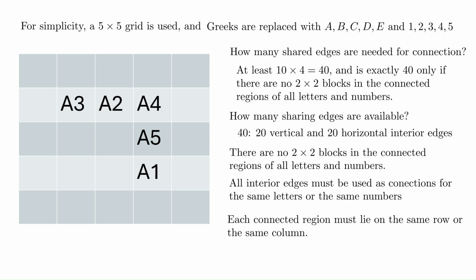The last piece of the puzzle. Each connected region must lie on the same row or the same column. We already know there are no 2 by 2 blocks, but how about turning, like this one? A4 is a turning point for the region connecting A. Look at the 2 by 2 block containing A2, A4, A5, and an empty cell.